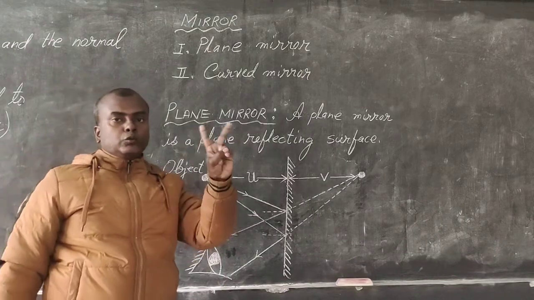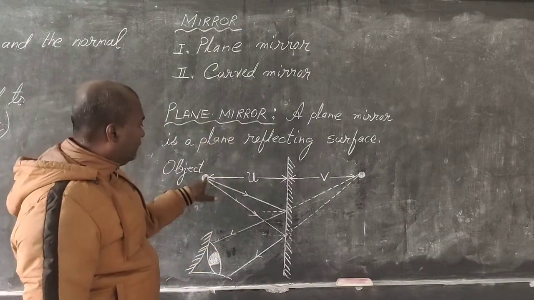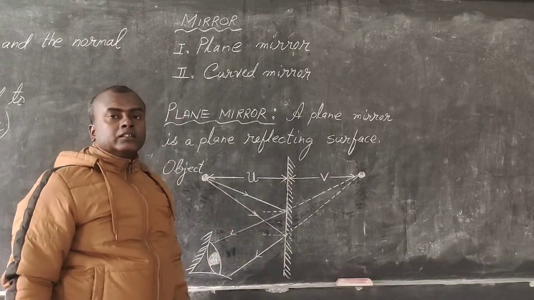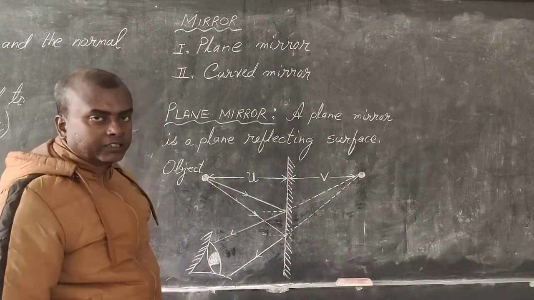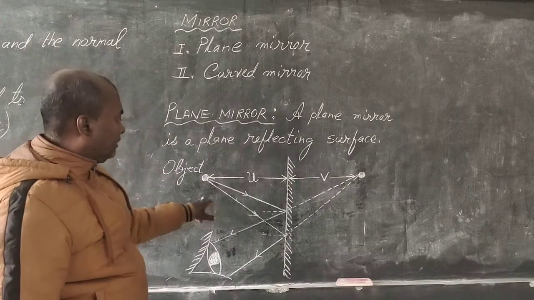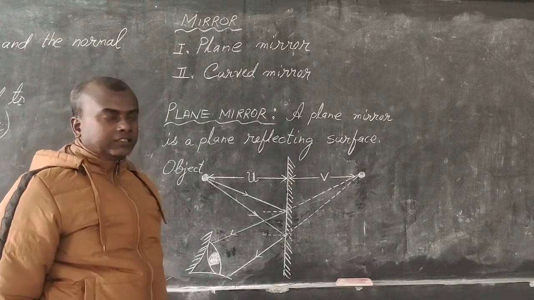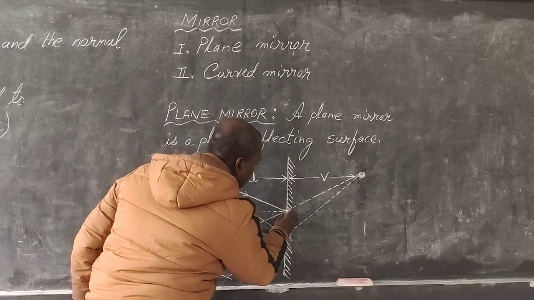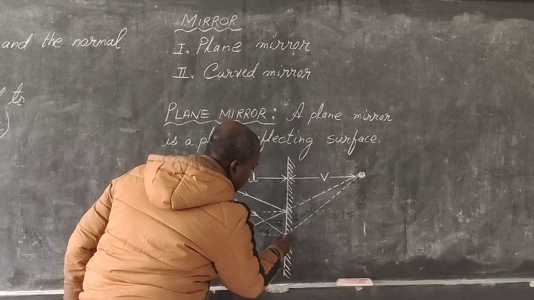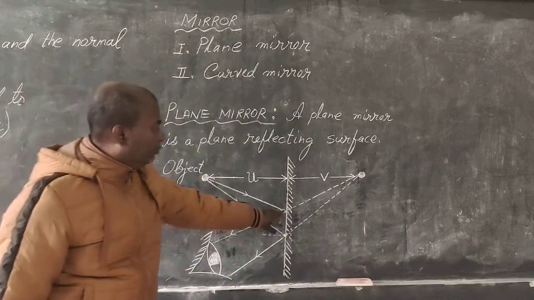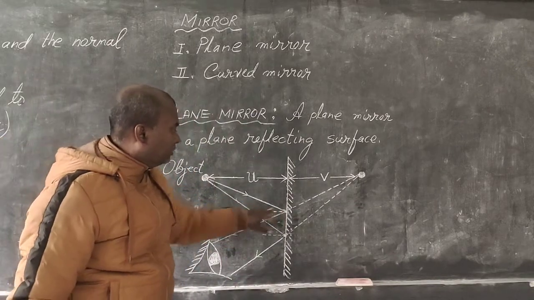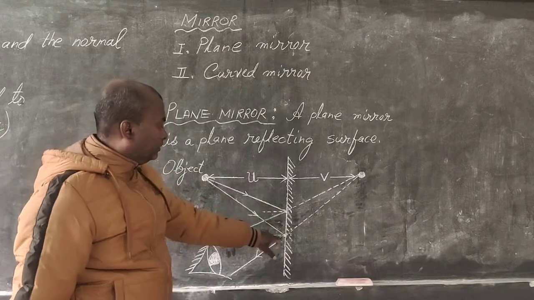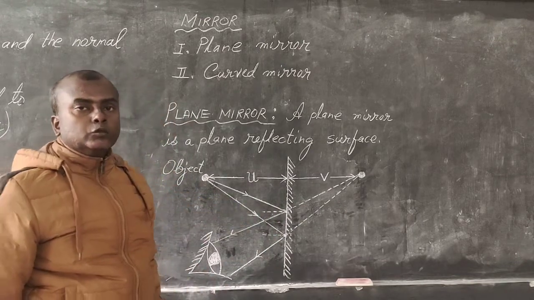Keeping this object here, I have taken two rays of light coming out from this object. This is one ray and this is another ray. These two rays coming out from the object are the incident rays. One of the incident rays strikes at this point and the other one strikes at this point. From both these points, I have drawn the normal. This dotted line, if it is visible to you, these are the two normals.